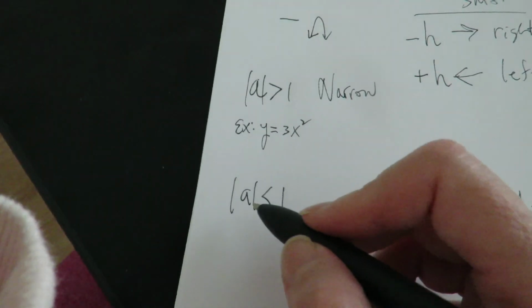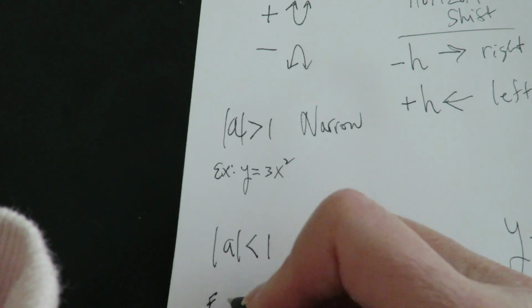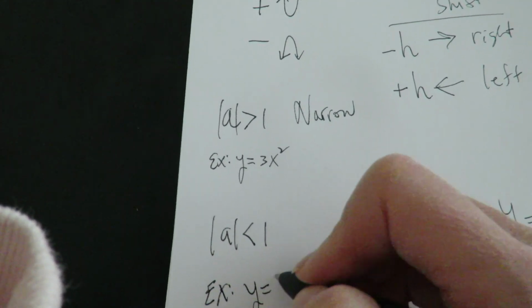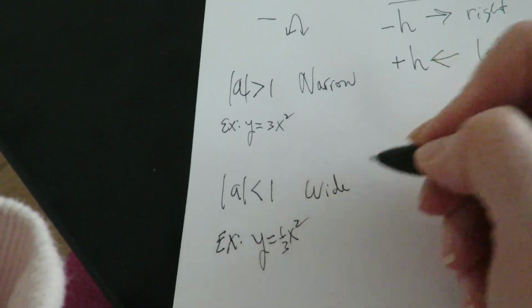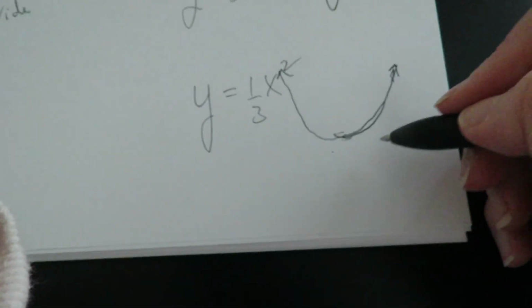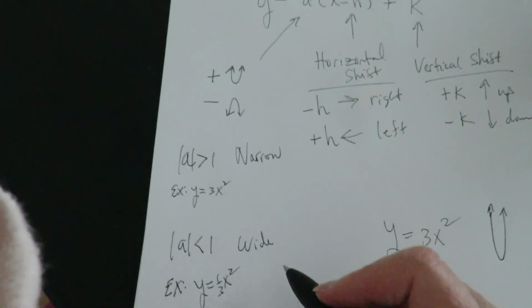If that value in front is less than 1, the example I just did was y = 1/3 x². What's going to happen to that graph is it's going to end up being wide because it needs a lot of input to get some height.